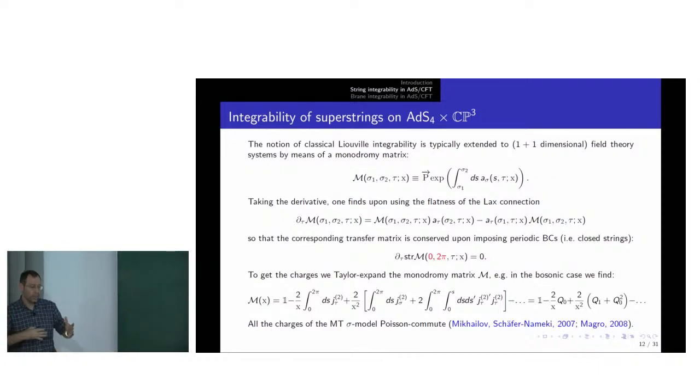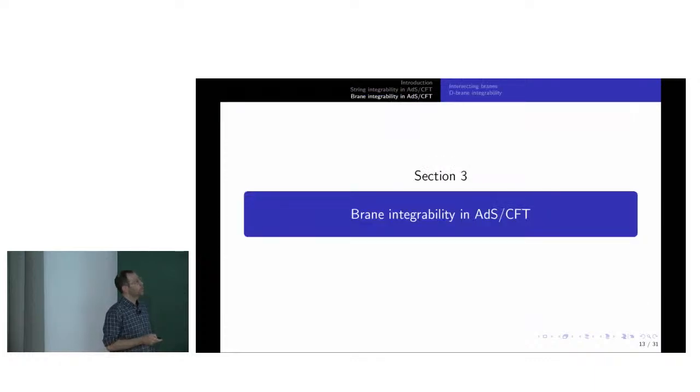Probably one needs to also have independence of these charges. We cannot really generate infinite charges if they are really the same charge. They have to be different, and they have to Poisson commute. And there is very nice work actually showing this independence of the charges. And so much for string integrability.